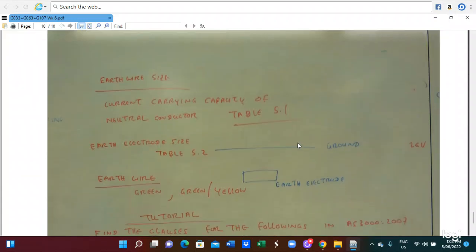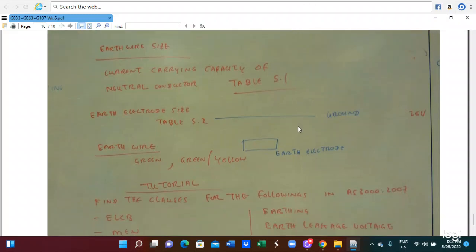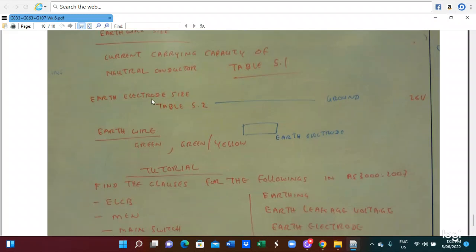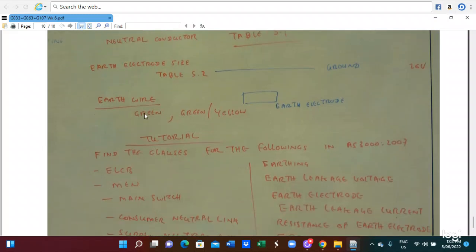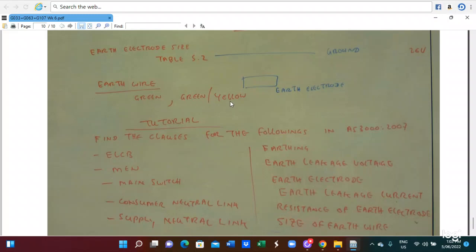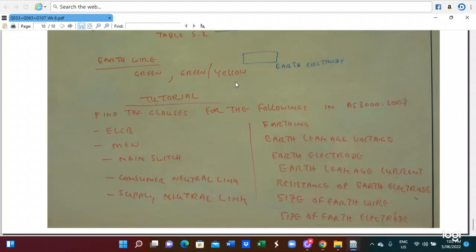The earth wire size depends on the current carrying capacity. In this case, we have to apply Table 5.1 of AS/NZS 3000. Depending on the current carrying capacity of the neutral wire, we have to select the earth wire size. For the conductor size, we have to follow Table 5.2 of AS/NZS 3000. The earth wire can be green and yellow, or the green-yellow combination. Then you have to do the tutorial.